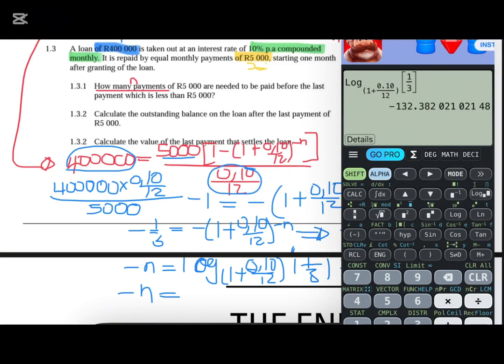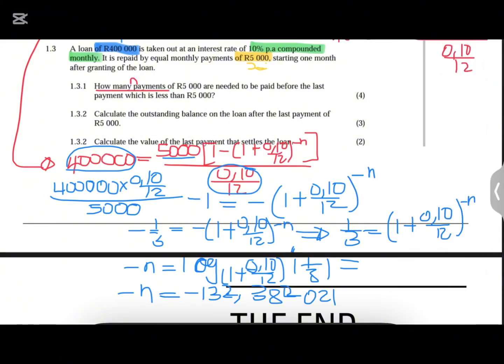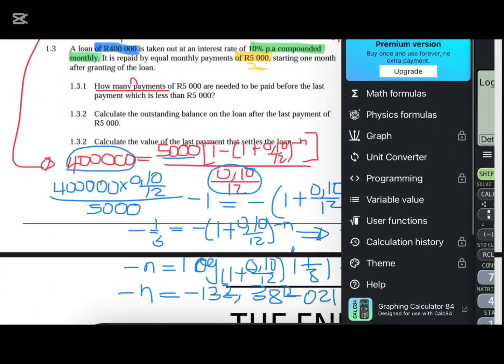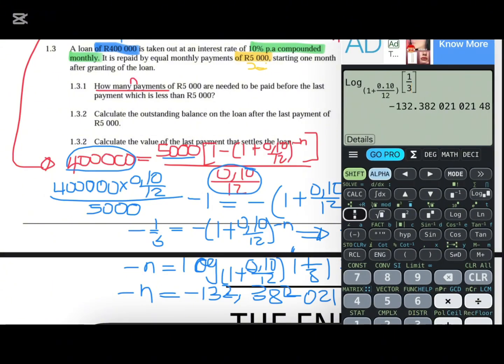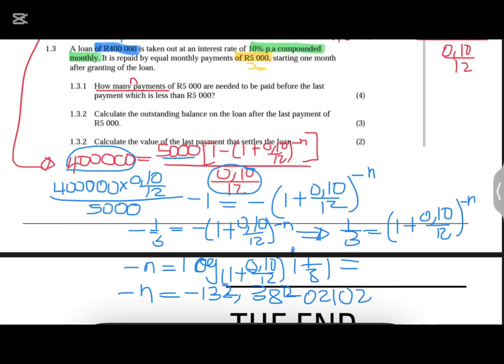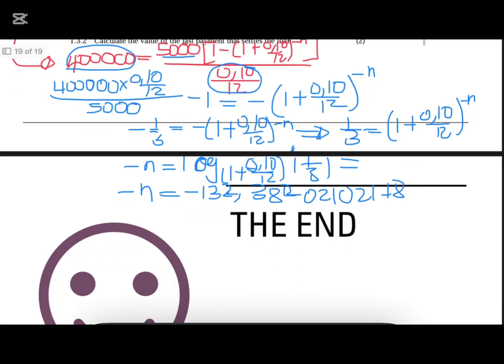That will be 1/3. And then n is equal to negative 132.38202148, right?